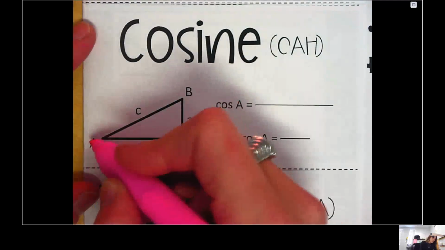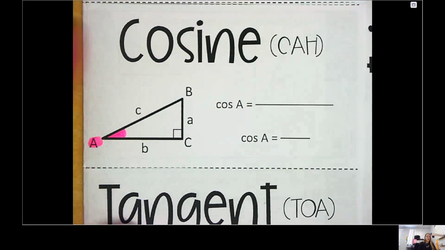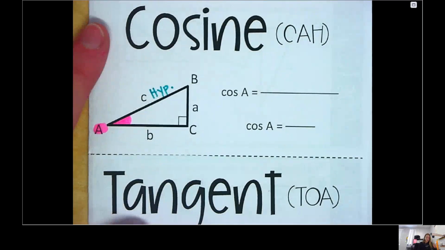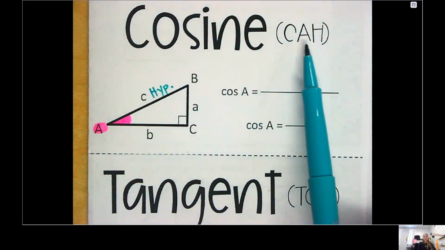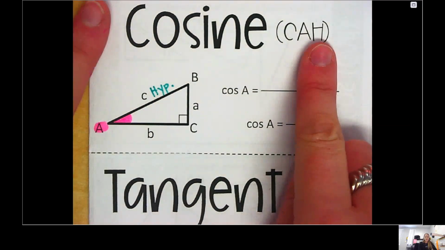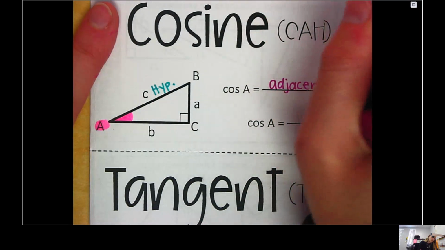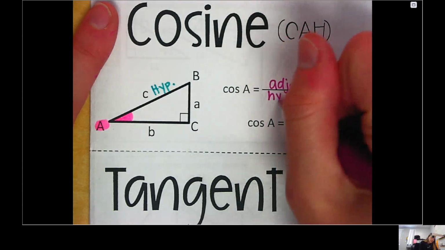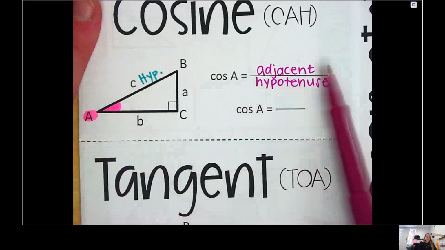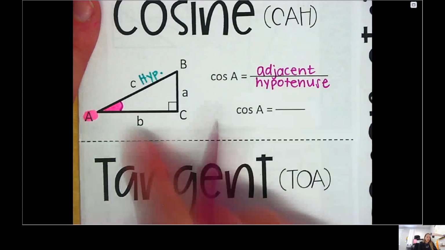So my reference angle is angle A, and I'm going to highlight it here. First thing I'm going to mark is my hypotenuse. That hasn't changed. It's across from the 90. So the C is my hypotenuse. For cosine, the ratio that we use, in SOHCAHTOA, the CAH part stands for A over H. The A stands for adjacent, which means next to, and the H stands for hypotenuse. So if I'm looking at angle A, the side that is next to this angle A, you can't pick the hypotenuse, so you can't pick C.